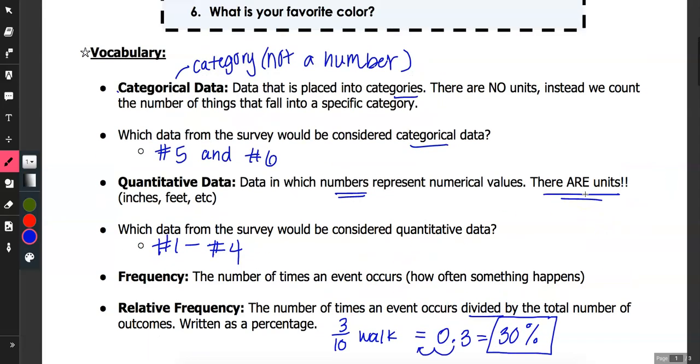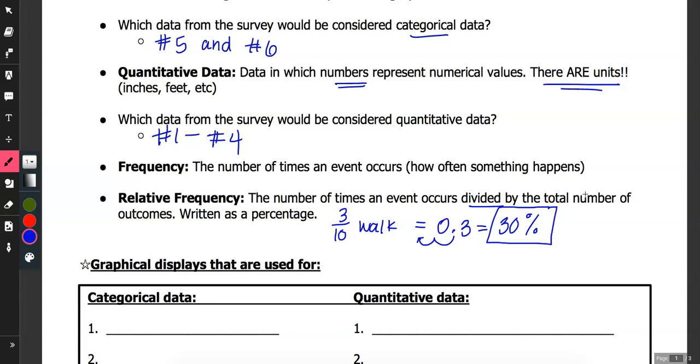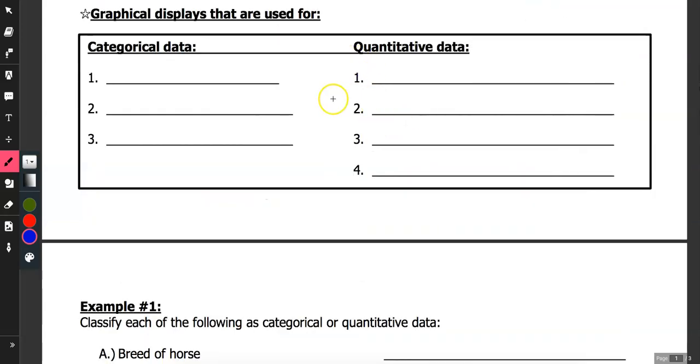All right, with that in mind, we have some different graphs that we use depending on the data. If we're looking at categorical data, remember that's answers that are words, not numbers, we represent that data in pie charts or a bar graph. And sometimes we might use a segmented bar graph. We won't really do much with this in this class. We'll use the first two a little bit more.